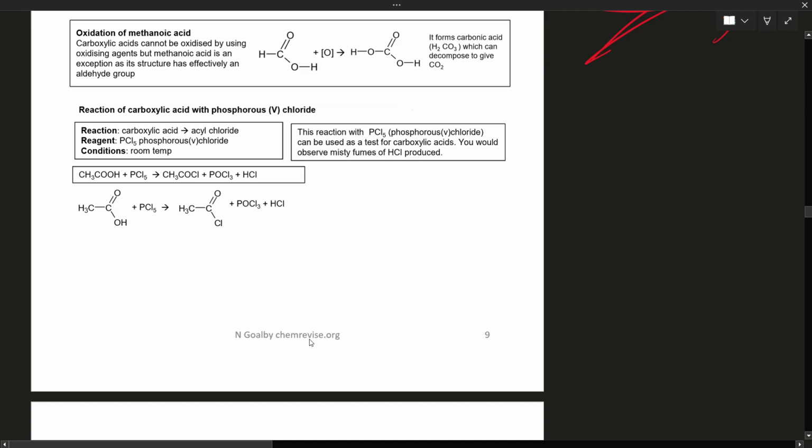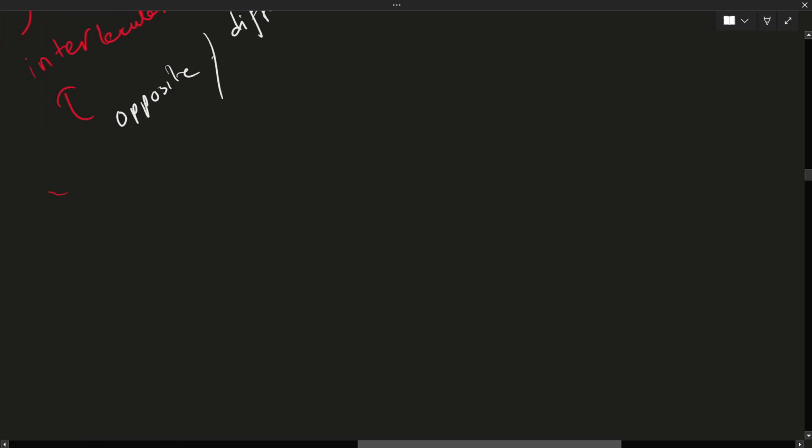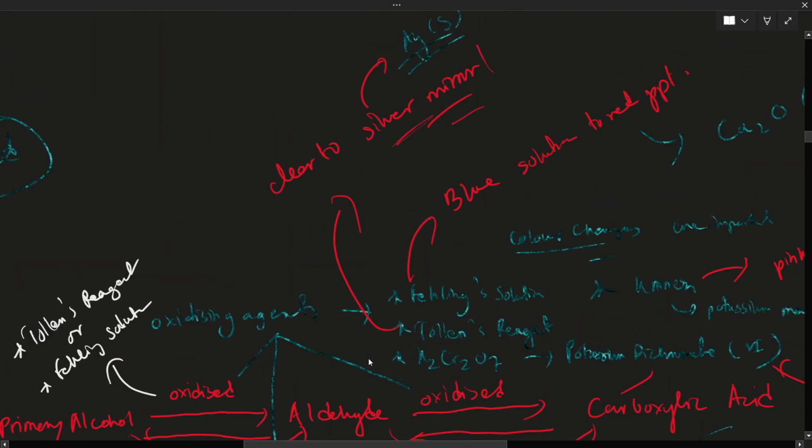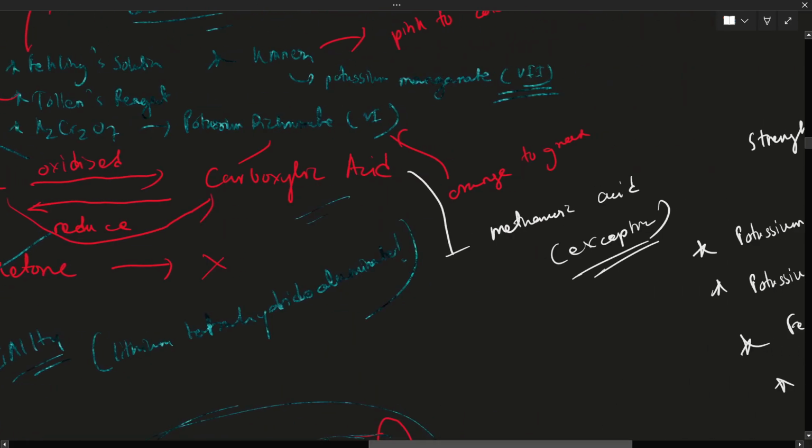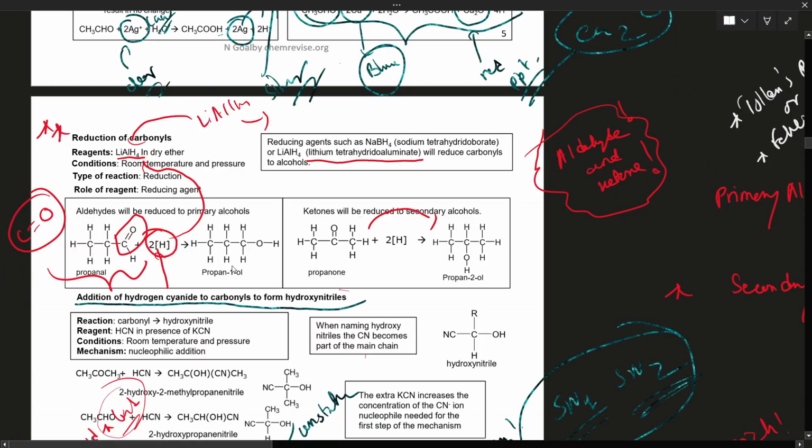Oxidation of methanoic acid. Now remember one thing: carboxylic acids cannot be oxidized by using oxidizing agents, but methanoic acid is an exception. In the chart that day, as Rakshit has seen, and you guys have seen a little while back, I have not expanded this part. That's because normally you cannot oxidize carboxylic acid further, but methanoic acid is the only acid which is an exception, which you can oxidize further. So try to remember this, and add it to the chart when you write this chart down in your note.